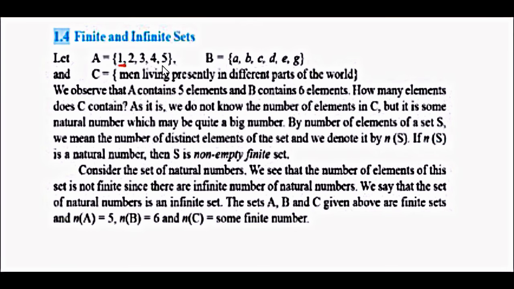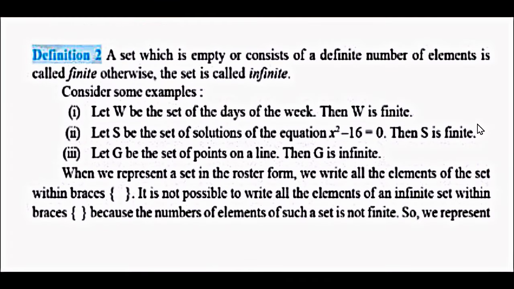See in this set, how many numbers are there? 5. n equal to 5. How many alphabets are there? 6. Men living presently in different parts of the world, that will be very cumbersome, but you can count it. So I cannot say that these are uncountable. So we have a finite number. This is a non-empty finite set. So by definition of the book, the set which is empty or consists of a definite number of elements is called finite. Otherwise it is infinite.